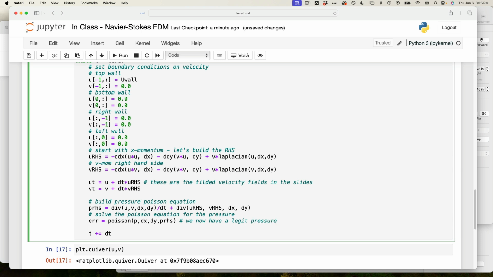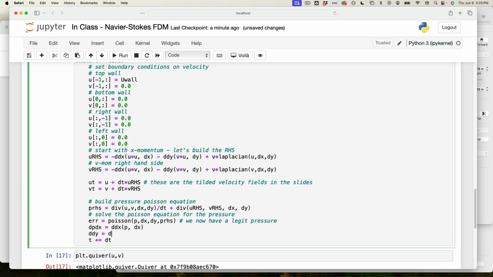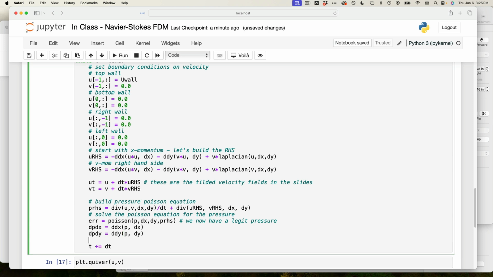Now we need to do dP by dx and dP by dy. We're not done yet. It's simple: dP dx is simply d dx of P. So you see how useful that routine was? And dP dy is ddy on P and dy, right? Because I need those in the x and y momentum equations.